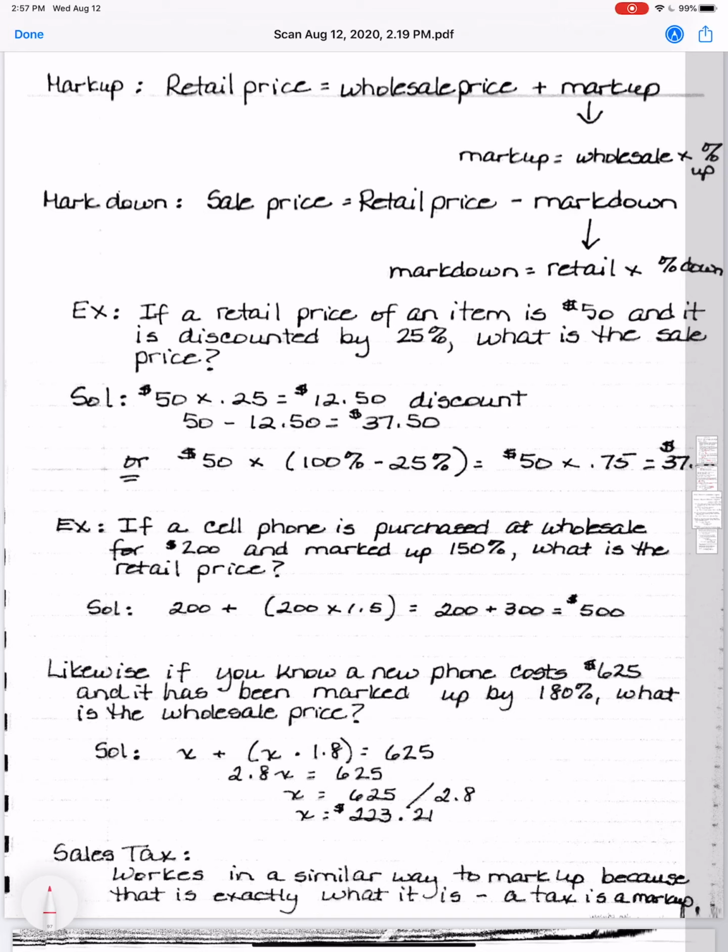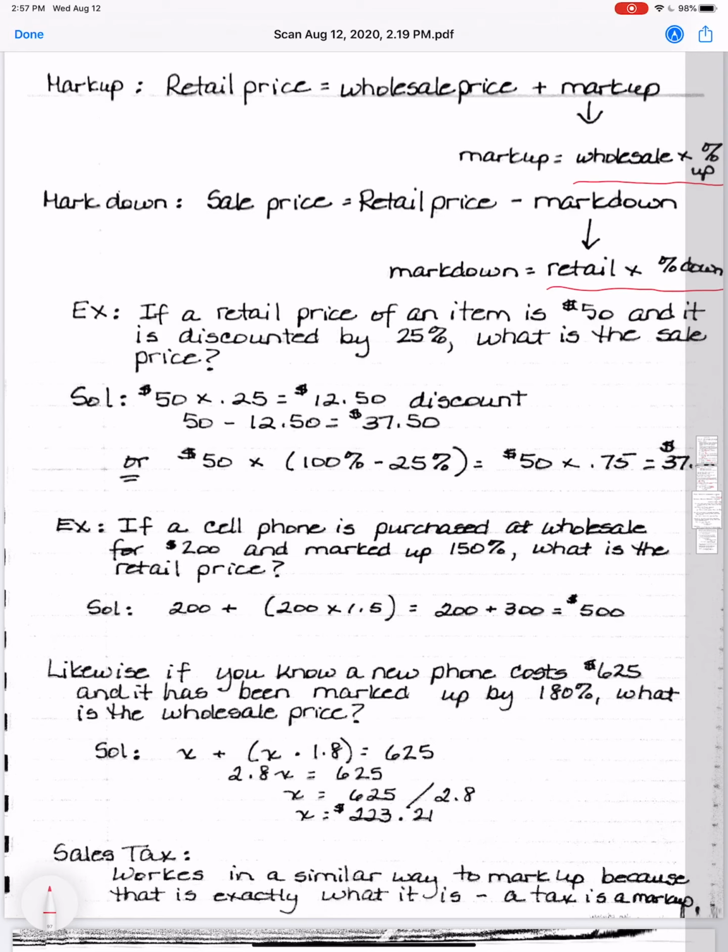Markdown is your sale price is going to be the retail price minus your markdown, where your markdown is the retail times some percentage down. Markup is wholesale times some percentage up. Markdown is retail times some percentage down.